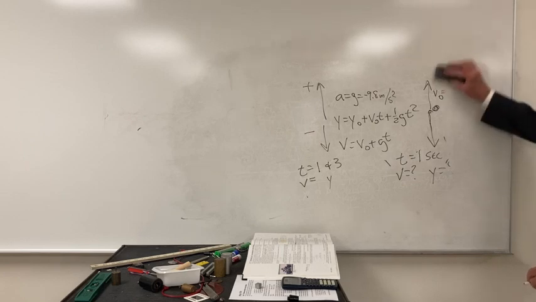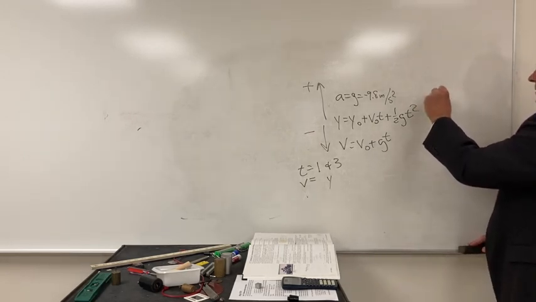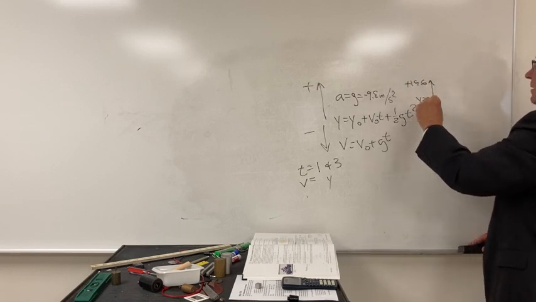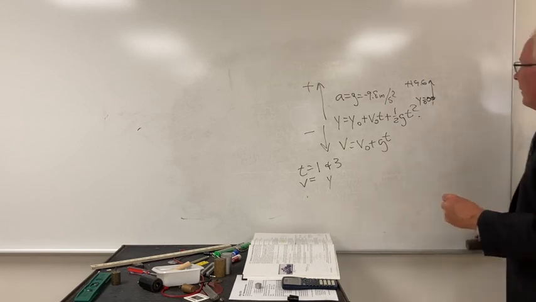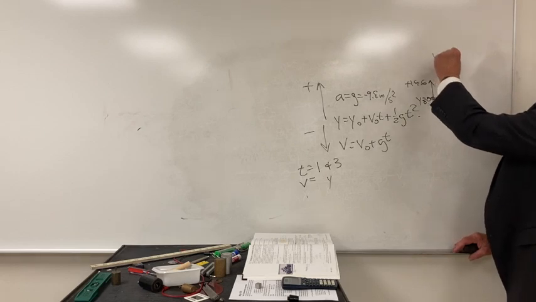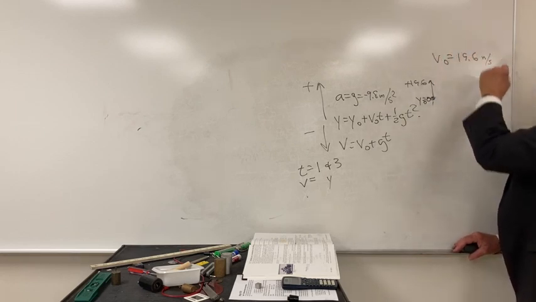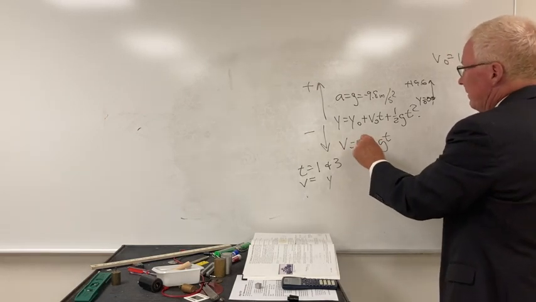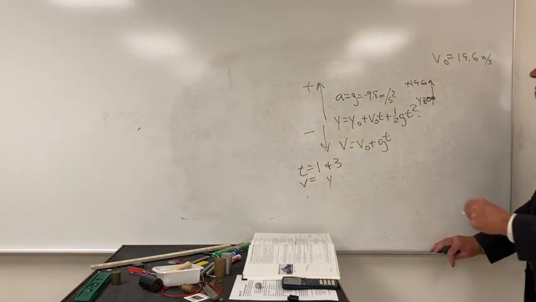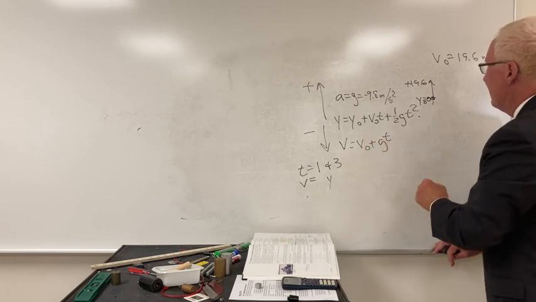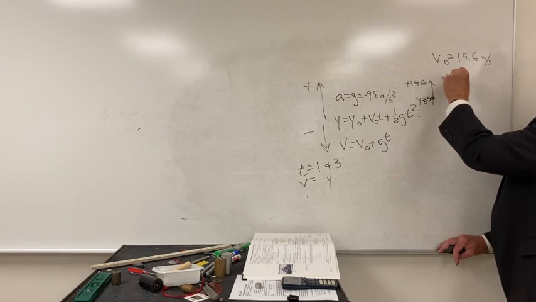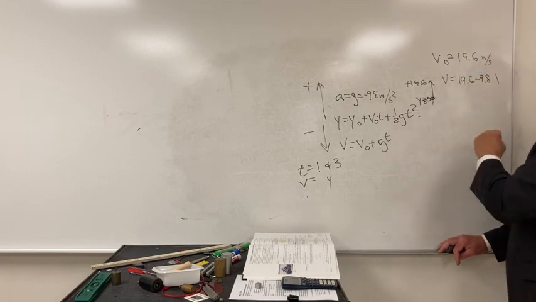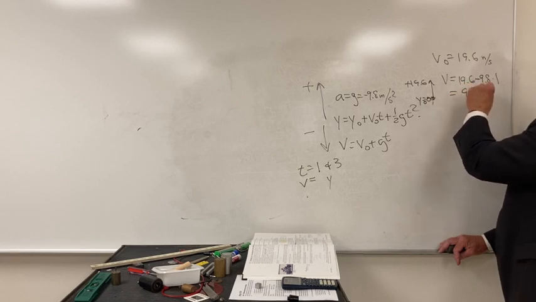So the first case, good. So put this here. This is y naught is 0. Here is 19.6 upwards. And this one is minus. So let's start with the first one. All right. So in the first case, v naught is 19.6 meters per second. After 1 second, we have to go back to our equations here. v naught, these two are good enough. All right. Then v is v naught, which is 19.6 minus 9.8 times 1. That would be 9.8 meters per second. Okay.